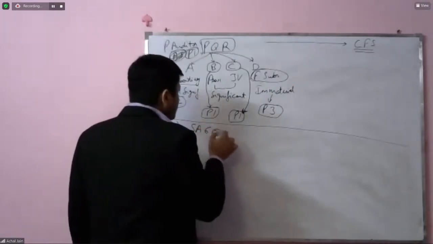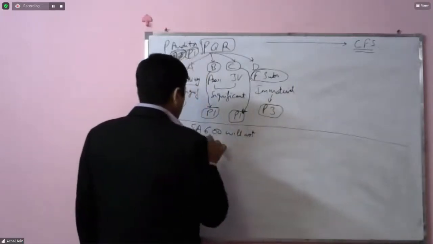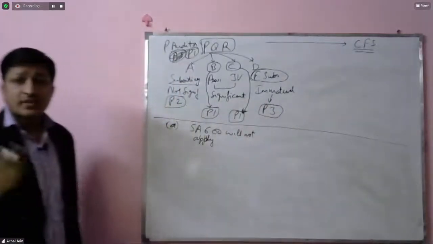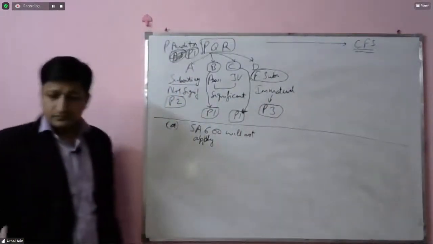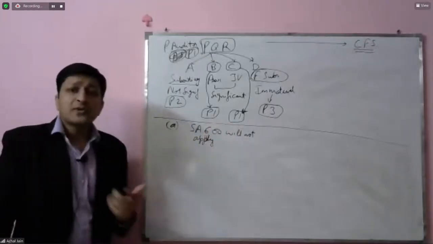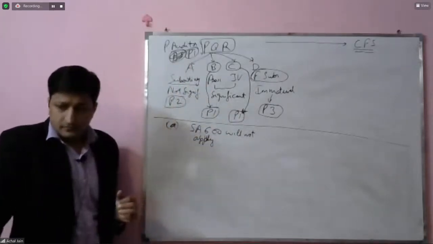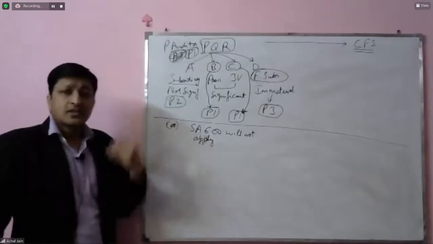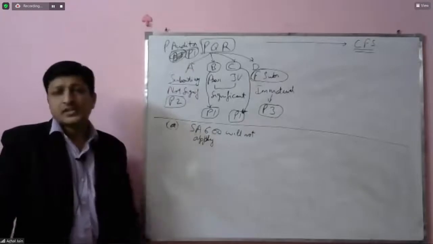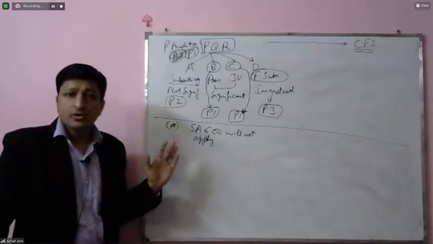SA 600 will not apply over here. SA 600 will not apply. Why? Because if we look at the two main components of the group, they are audited by the principal auditor himself. And the other two entities in the group which are required to be forming part of CFS, those are insignificant. So that's why this auditing standard should not apply.